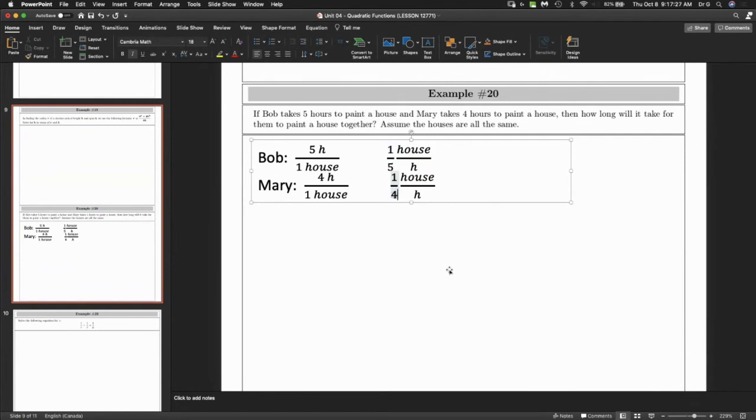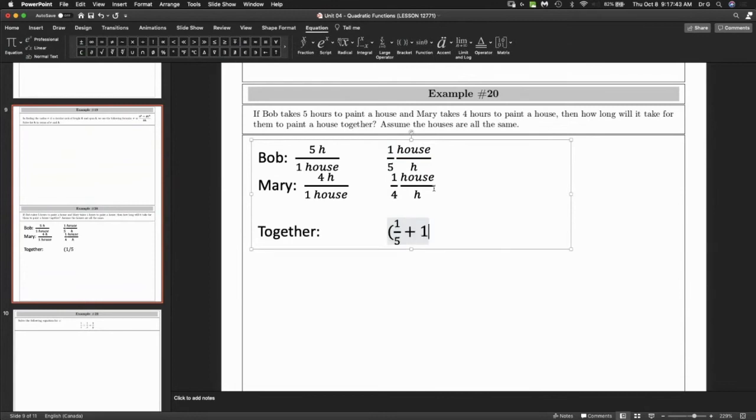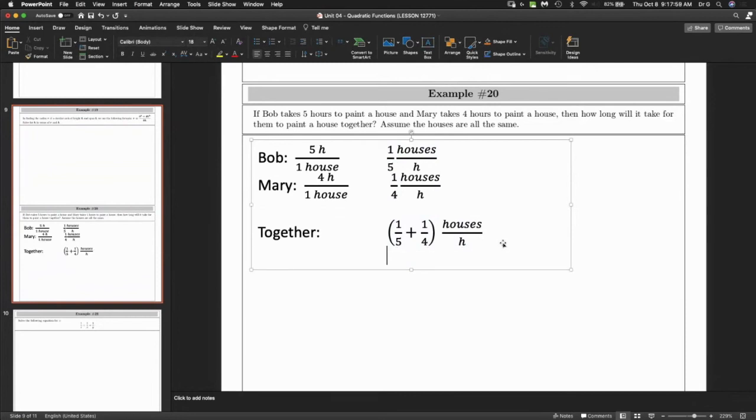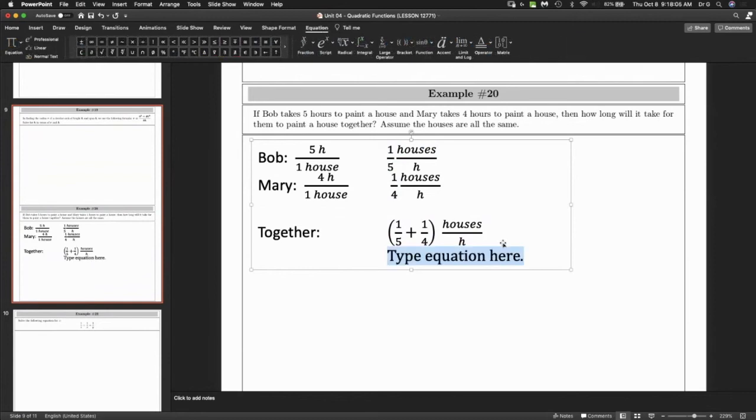I think it makes more sense because you have hours on the bottom and now they're combined rates. So if you want to see how they work together, you can just add them up. So that's 1/5 plus 1/4 house per hour. You know my grammar's off here. It should be houses or homes, but I don't think you're going to get mad at me for that. Can we clean up this fraction for a second? Someone do the fraction, please. Is it 9/20?